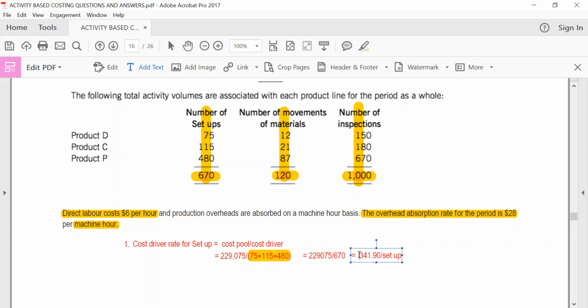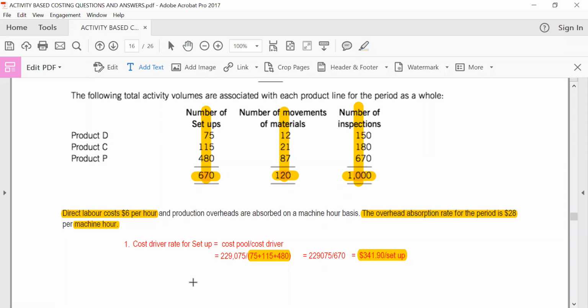341, this is a monetary value. Let me say, let's say, dollars. So $341.90 per setup. Now, this is a meter you have gotten for this overhead. So after getting the meter, what do you do? You go and charge the cost. So I've gotten the cost driver rate, which is the meter. Just go and charge the cost of the overhead. Right, I'm going to do that.